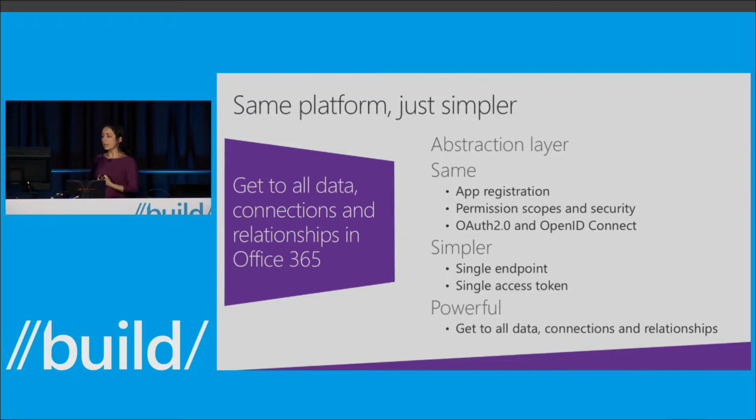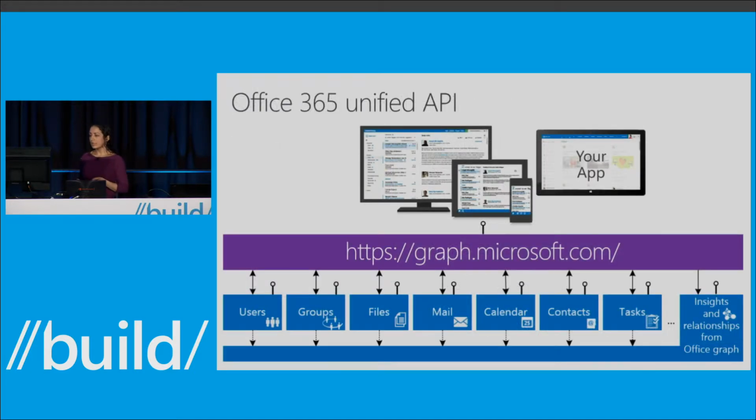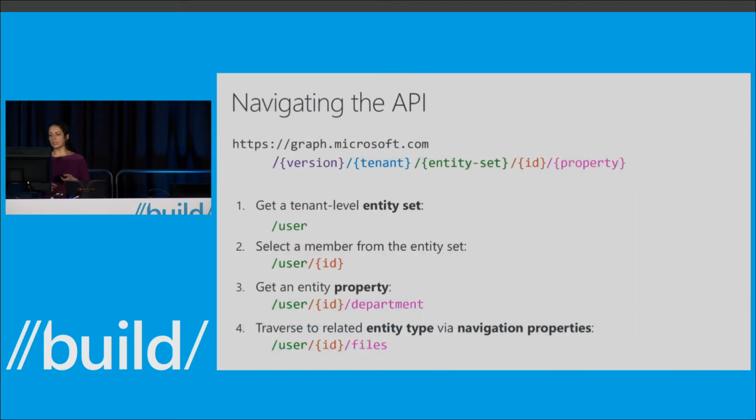You can use the same infrastructure. It's simpler because it is a single endpoint and a single access token that you have to use to access the API. And it's more powerful because it allows you to get to these connections of the data, these relationships that you were not able to get before. So as I said, underneath, there are the same interfaces that you're already familiar with, but it allows you now to traverse all these entities that are exposed using this unified experience, between a single API and a single token. So let's talk a little bit about how you navigate through the API.